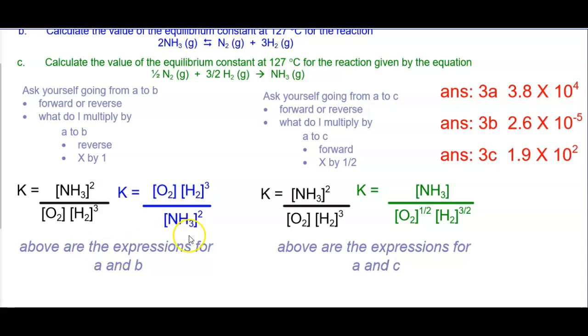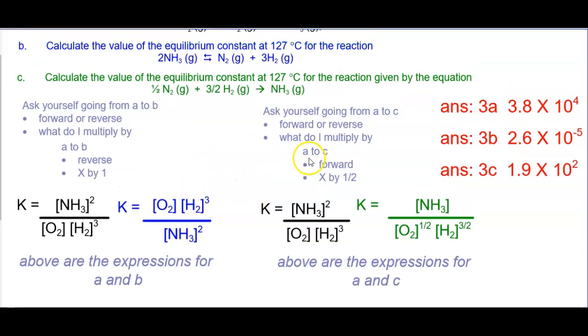Above are the expressions for A and B. I want you just to look at those for a moment and think about what you notice about those two. You can say that to yourself. And also look at A to C. This is our expression for A, and this is our expression for C. All I did was write the expressions for each of them and put them side by side.